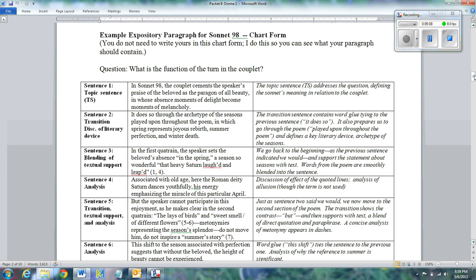Now I have here a chart. I don't want you to do this, but I pulled it out and put it in a chart so you can see how my paragraph follows the standard expository paragraph form. And so we have the kind of sentence that it is, the sentence itself, and then a little comment on what the sentence is doing.